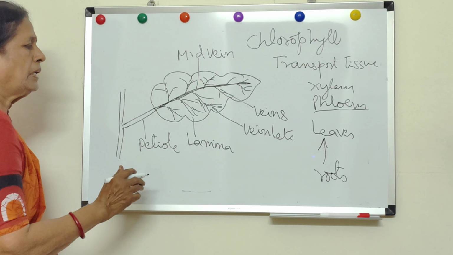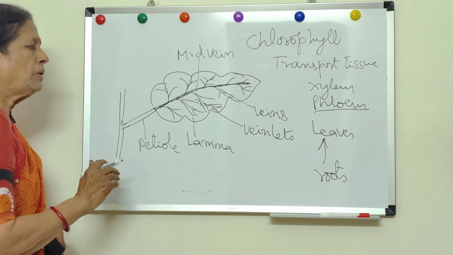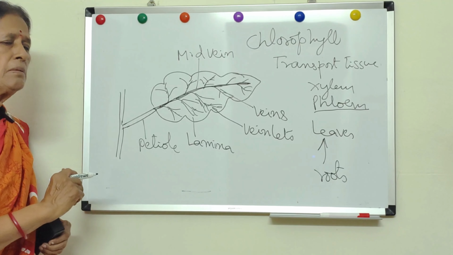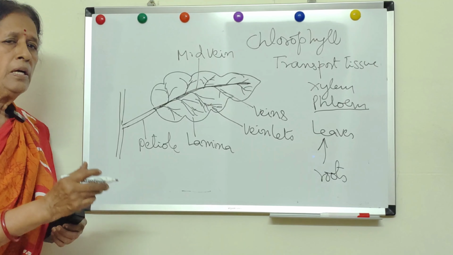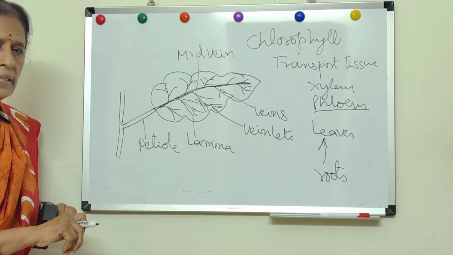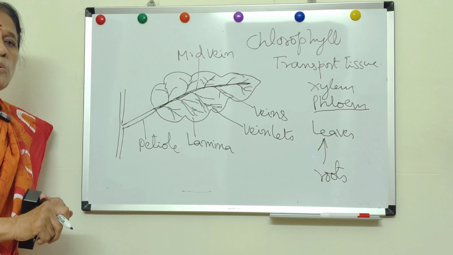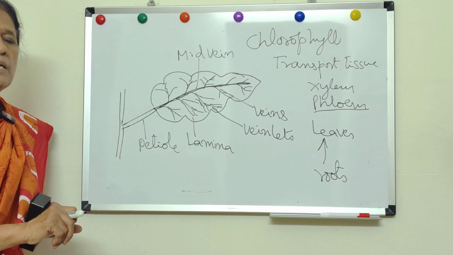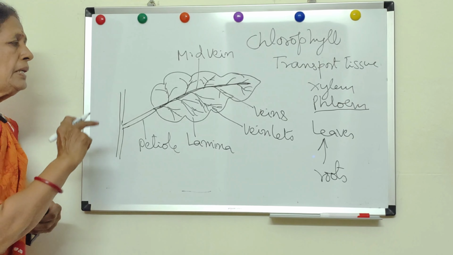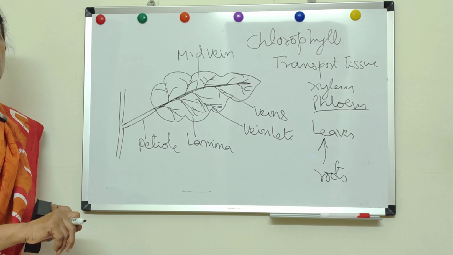So this is the external structure of a leaf. The leaves look green because of the pigment chlorophyll, which is present in the cell organelle called the chloroplast. Where the chloroplasts are present is the question. To know the structure of a chloroplast and its location in the leaf, we have to study the internal structure of a leaf.